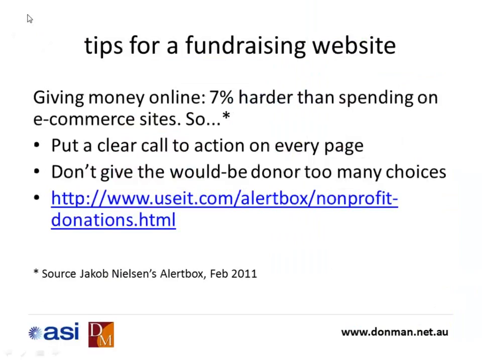Now there was another study done by Jacob Nielsen, and this organisation looks at usability of websites and really makes sure websites are usable. And they did a study last year where they found that it was 7% harder to give money to charities on average than it was to spend on an e-commerce site. An example of that would be an Amazon or an eBay.